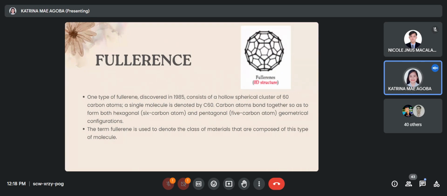The fullerenes. One type of fullerene, discovered in 1985, consists of a hollow spherical cluster of 60 carbon atoms. A single molecule is denoted by C60. Carbon atoms bond together to form both hexagonal and pentagonal geometrical configurations. The term fullerenes is used to denote the class of materials that are composed of this type of molecule.